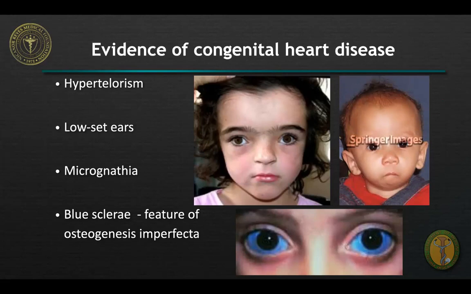Blue sclera are a feature of osteogenesis imperfecta. So osteogenesis imperfecta is a connective tissue disease. It has the capacity to cause heart failure, or patients may develop atrial fibrillation or atrial flutter, and they have the predilection also to develop valvulopathies.